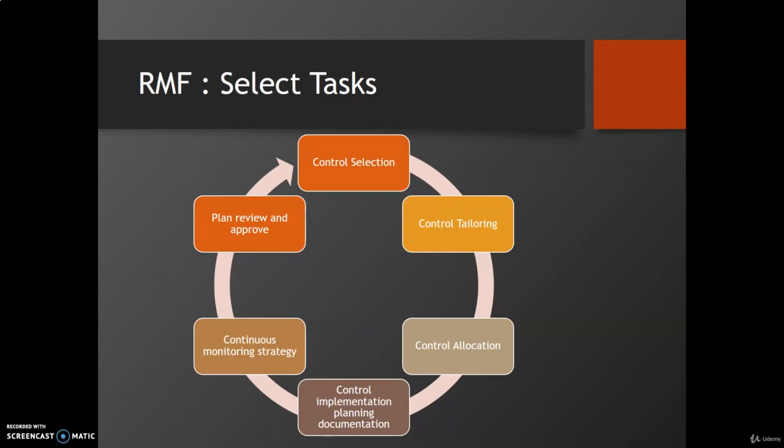The tailoring process includes identifying and designating the common controls in the control baseline, applying scoping considerations to the remaining baseline controls, selecting compensating controls if needed, assigning values to the organization-defined control parameters using either assignment or selection statements, supplementing the baseline with additional controls, and providing specific information for control implementations.